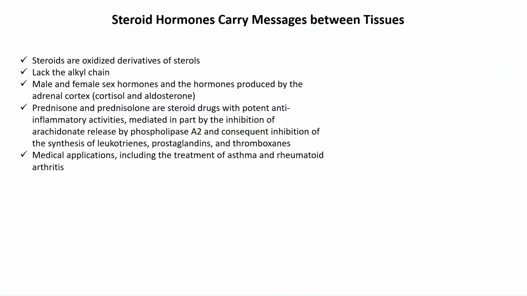Now next is steroid hormones. Steroid hormones are derived from sterols. If you remember the structure of sterols, it has 4 rings, an alkyl group attached from the 17th position, an alkyl chain, and also a polar head. So steroids are derivatives of sterols, but they lack this alkyl chain.